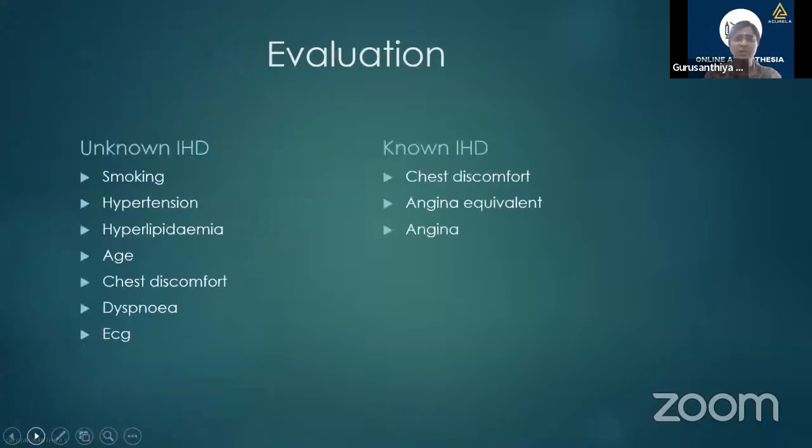In a patient with no history of ischemic heart disease, prudence must be applied to all factors which may point to an underlying ischemic heart disease, like the patient being a smoker, hypertensive, having hyperlipidemia, advanced age, a history of on-and-off chest discomfort, dyspnea at rest, or an ECG showing a strain pattern or ischemic change. In non-IHD, we have to focus on chest discomfort or angina equivalent, which may be dyspnea on exertion and angina.